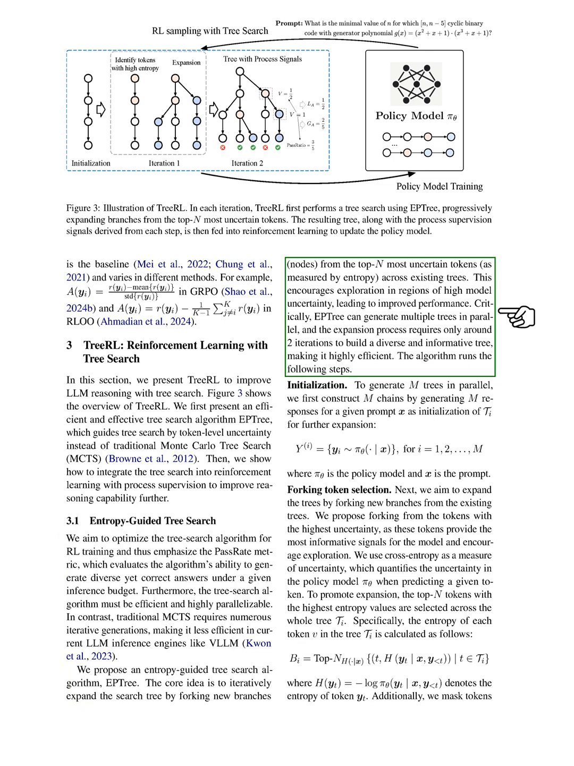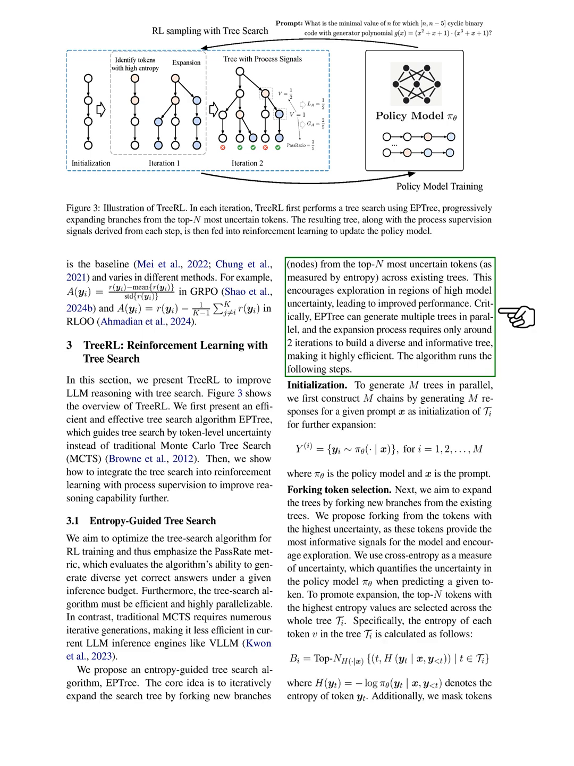The main idea behind EP-tree is to expand the search tree by creating new branches from the most uncertain tokens, as determined by their entropy. This approach encourages exploration in areas where the model is less certain, leading to better performance. EP-tree can generate multiple trees simultaneously and only needs about 2 iterations to create a diverse and informative tree, making it very efficient. The algorithm follows these steps.